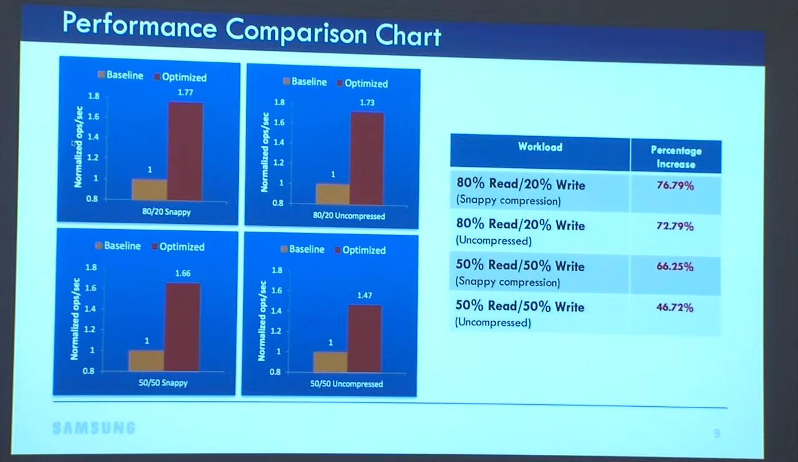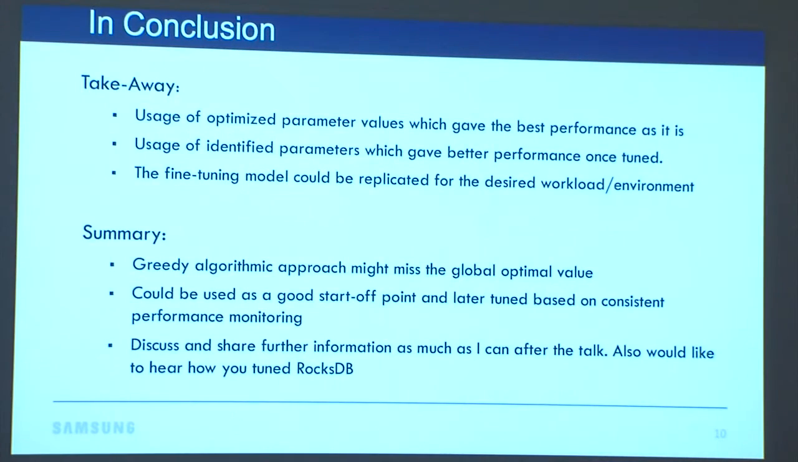Coming to the performance comparison chart, in the best case, for 80% read and 20% write with snappy compression, we were able to see a performance improvement of 76.79%. Similarly for 80% read and 20% write with uncompressed, and so on. Our idea is to use these parameter values for our experiments and see how much we are able to delineate one performance from the other.